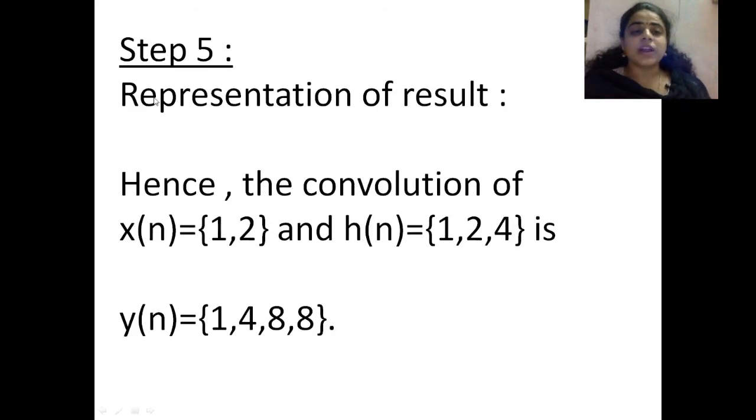So finally, representation of the result. Hence, the convolution of x of n equal to 1, 2 and h of n equal to 1, 2, 4 is 1, 4, 8, 8. This is the way to do linear convolution problems. Finally, the result has to be represented in graphical way also. That I am not going to show you here. You have to draw discrete signals there.